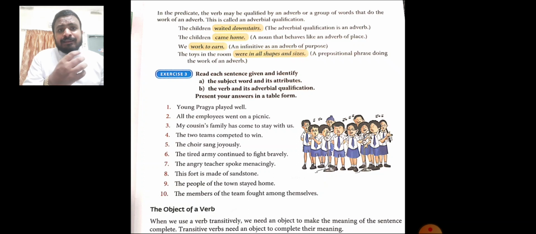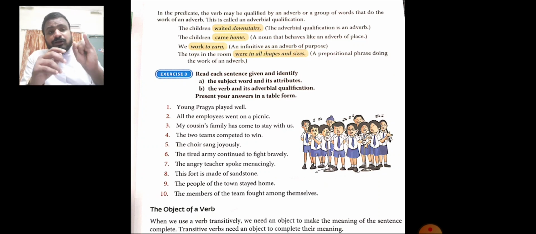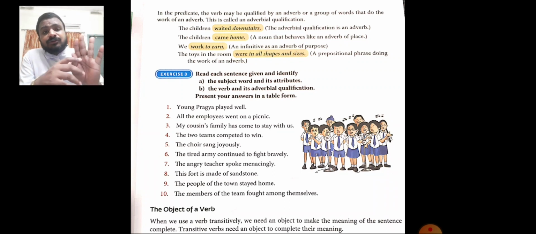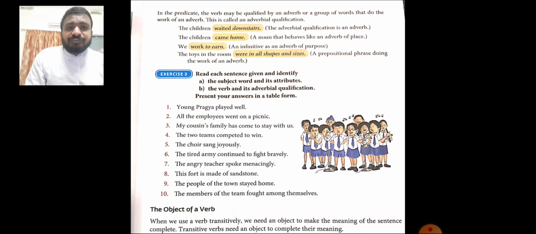Now, let us see exercise number 3. In that, what you need to do is, from the sentence, find out first the subject word and its attribute, then the verb and its adverbial qualification. Now let us see an example. And before that, you need to make 4 columns. One column for subject word, another column for attribute, another column for verb, and another column for adverbial qualification.